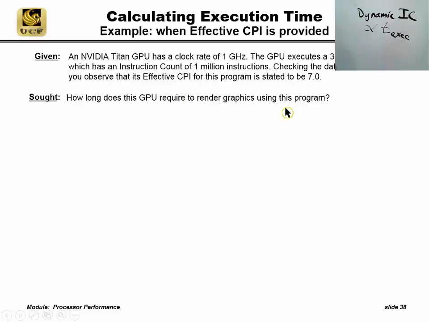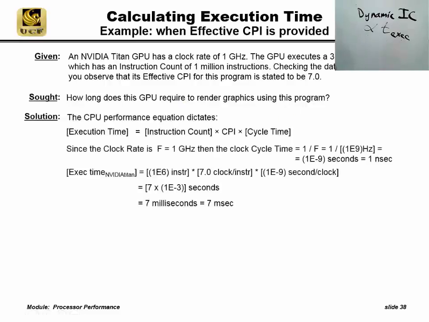We're going to use the CPU performance equation. You should know this equation. You can memorize it if you like, but I'd rather this make sense to you and you can derive it. We have the execution time is the instruction count times CPI times the cycle time. IC times CPI times cycle time. So in this case, the frequency is given as 1 gigahertz.